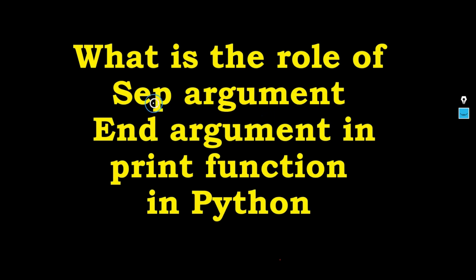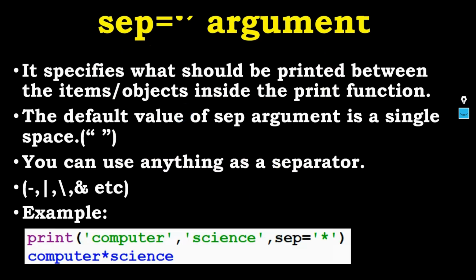So what is the role of the sep argument and the end argument in the print function in Python? It's a very easy concept. The sep argument specifies what should be printed between the items or objects inside the print function. Inside the print function, we have values to print. For example, here we have the value computer and another value to print, science. We have given the sep argument star, which means we have to separate computer and science with the star symbol, that is, the asterisk symbol.